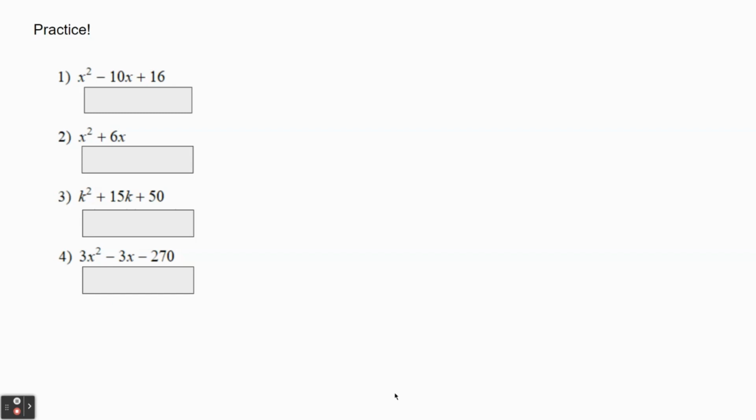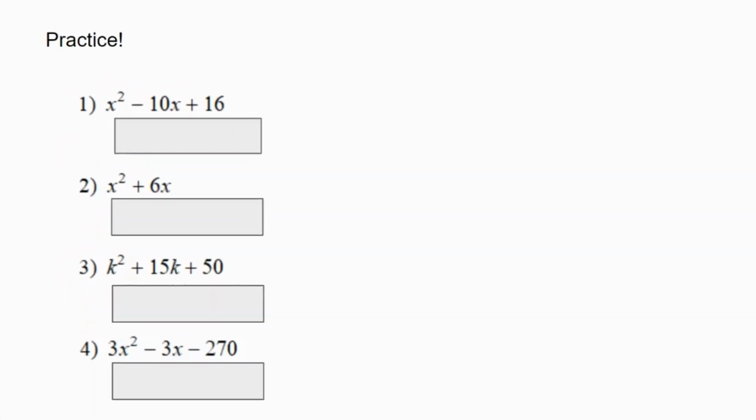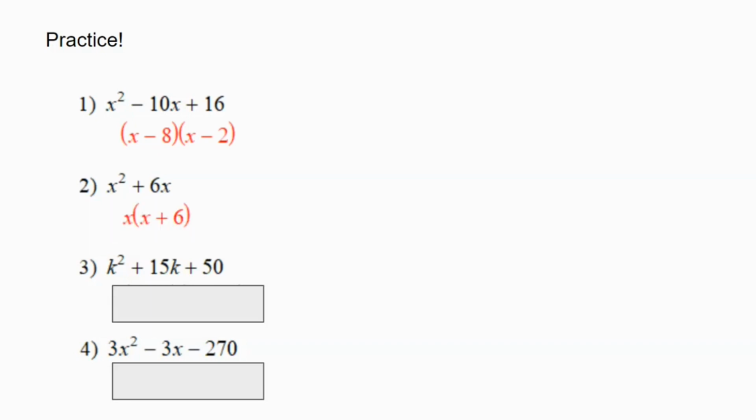Why don't you practice factoring some of these quadratics on your own? Go ahead and pause the video, and we'll go through the answers one at a time. Here's the answer to the first one. The second one was just 2 terms, so all we needed to do was factor a GCF out. So you might get some of those on the practice worksheet. Number 3, quantity of k plus 5 times k plus 10.